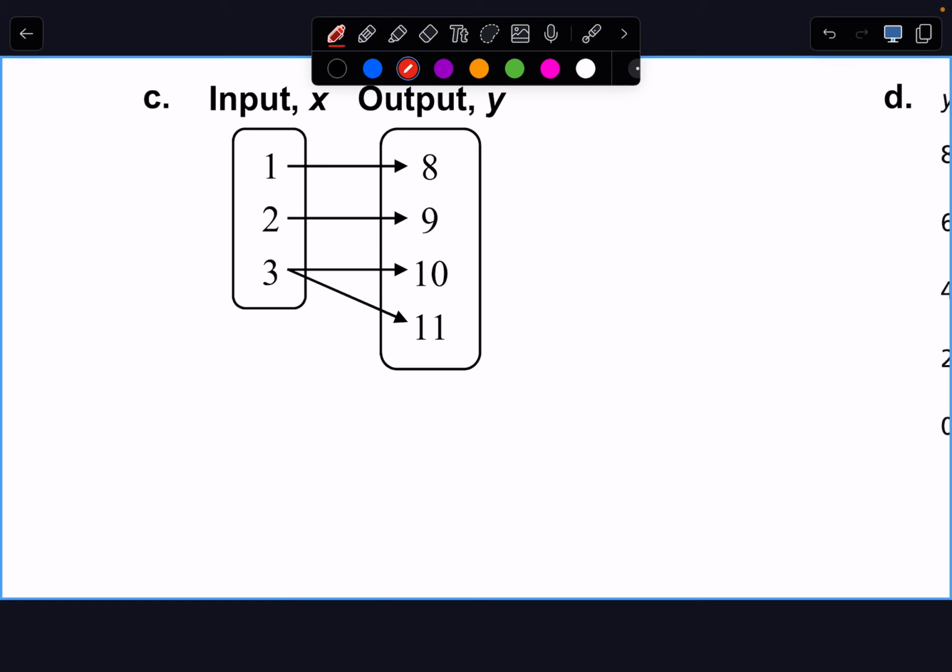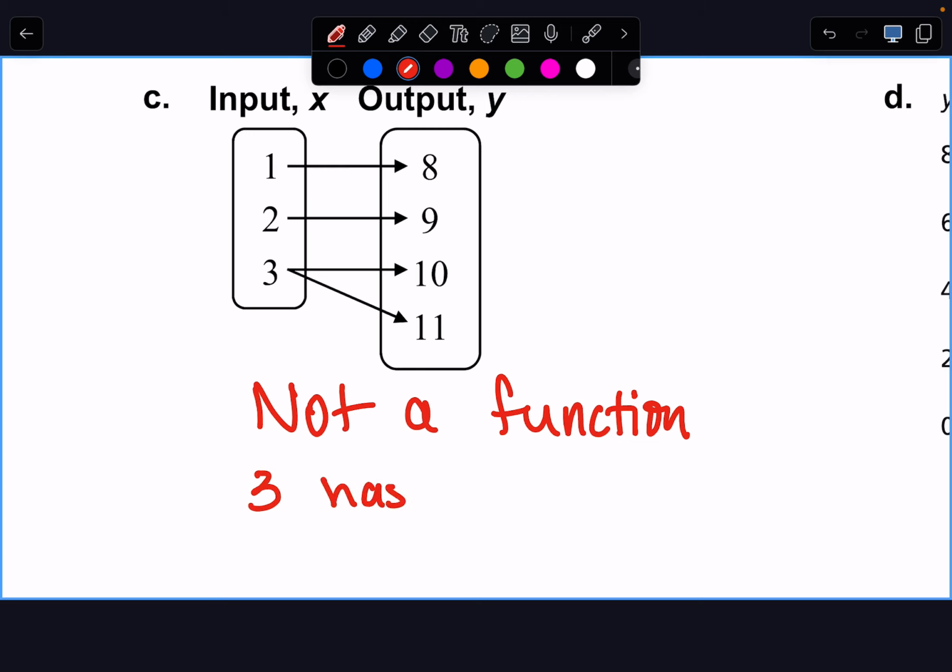All right, let's talk about C. Rachel, what do you think? Function or not a function? All right, Rachel says not a function. Okay. David, what's the issue? Which input is the issue, David? Oh, 3. Okay, so 3 has 2 different outputs. Okay, that's not okay.